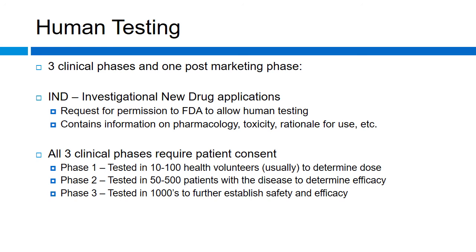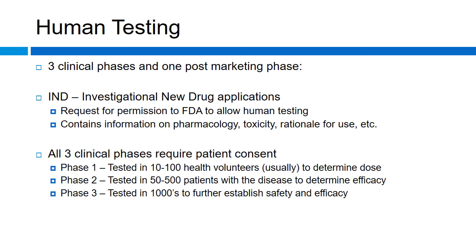Then in phase 2, you're going to give it to a larger group of people. Usually they're going to have the disease state, but now you're trying to determine if the drug is effective at all. You're also looking for safety, but now you're looking for efficacy as well. And finally, phase 3 is where we're trying in thousands of patients to establish further safety and efficacy.